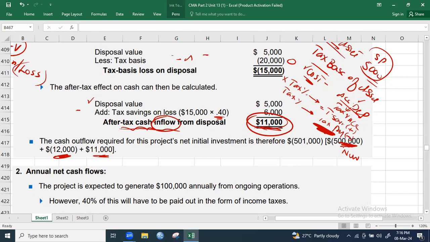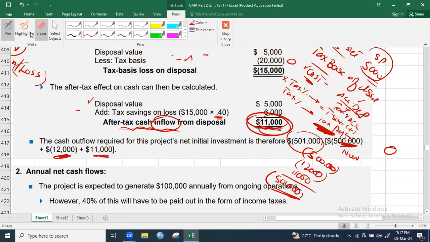So now what we'll do, 500,000 was the negative value, 12,000 was investment in the working capital, that's also a negative value, and this is the positive value, 11,000. If you do plus minus, the final negative value will be 501,000, and this will be written as investment, as an outflow in year zero. In year zero. I hope it is clear.